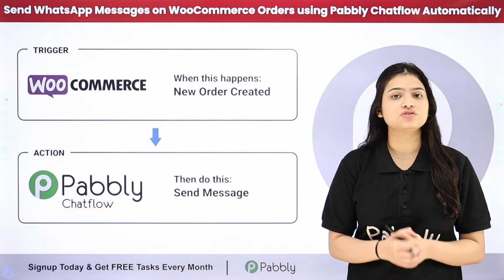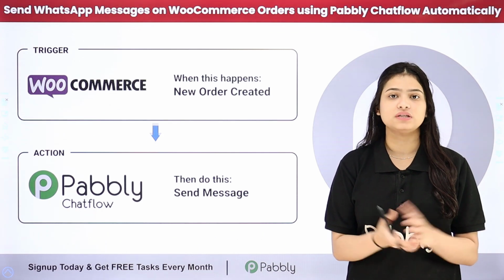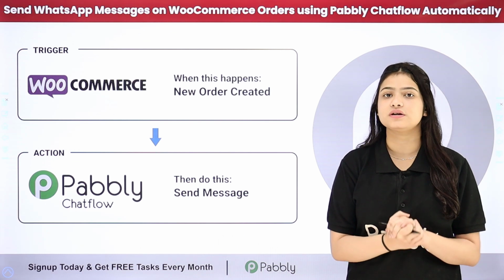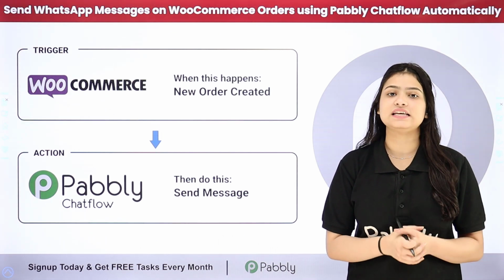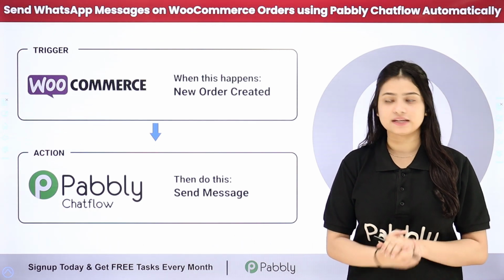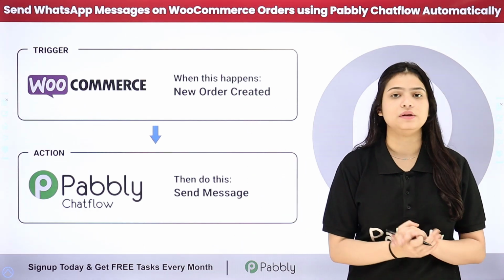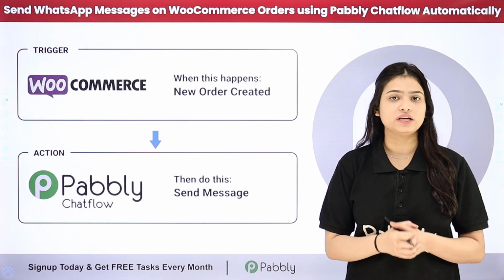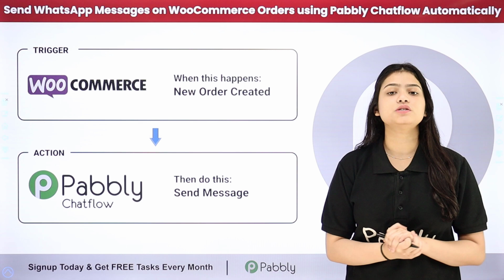For sending the WhatsApp messages, I'm going to use Pabbly Chatflow. That is a new feature of Pabbly which is going to enhance the conversation between our customers and our business effortlessly and effectively. To automate this entire process, I am just going to set up a simple connection between my WooCommerce store and Pabbly Chatflow and my work is done. And for this, I'm not going to use any kind of coding or programming skills. I will simply use Pabbly Connect.